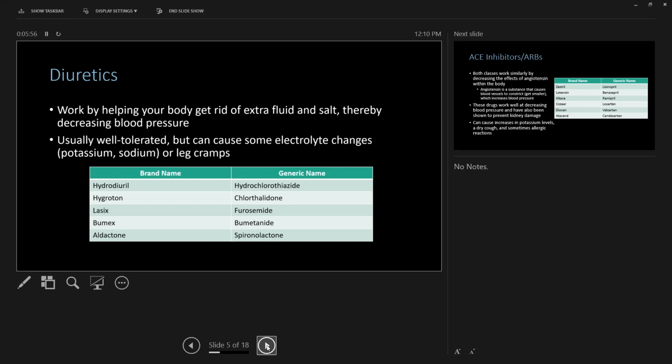I think hydrochlorothiazide, that first one there, actually was free for a while at Publix. Don't quote me, not sure if that's still the case, but they are very inexpensive. So all of these drugs work a little bit differently, but they all achieve the same end result, which is usually helping to decrease blood pressure by getting rid of extra fluid.